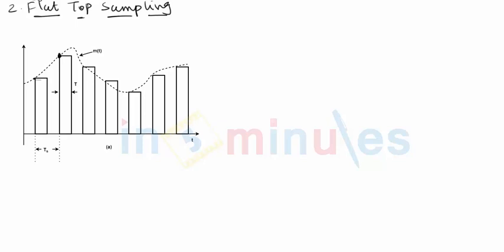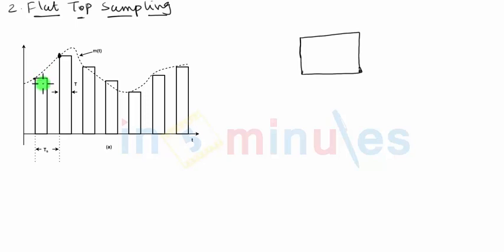Now let us do a small mathematical analysis. We will later on try to compare flat top sampling with natural sampling. So how can I define flat top sampling? There is one very simple way in which we can define it. Let us assume that there is no rectangular pulse available. If it was an ideal sampling process, then instead of every rectangular pulse, we would have taken an impulse function, an ideal impulse function with zero width and infinite magnitude.